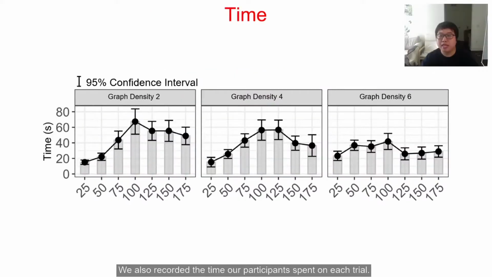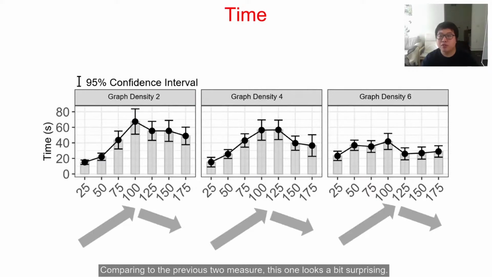We also recorded the time our participants spent on each trial. Here we use error bars to represent the 95% confidence interval. Compared to the previous two measures, this one looks a bit surprising. In the first stage, with the increasing number of nodes, participants spend more time on the trials. However, at a certain level of difficulty, the time decreased. Our explanation is that when the complexity of the trial increased to a certain level, people started to give up after some initial attempts, so the overall time dropped.